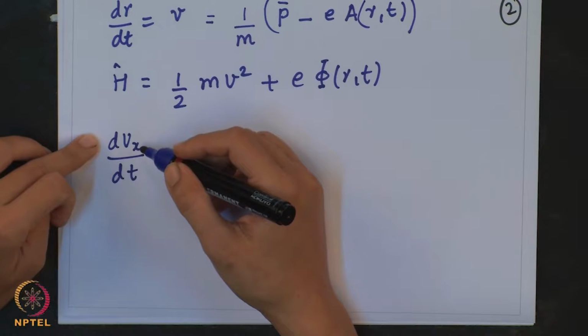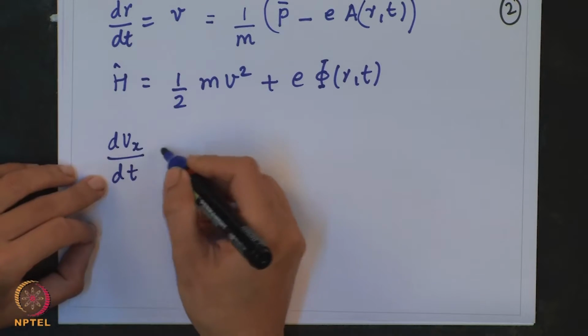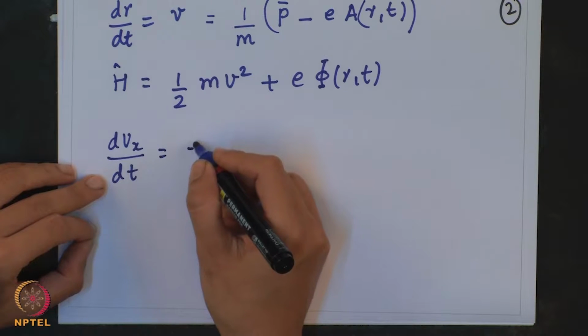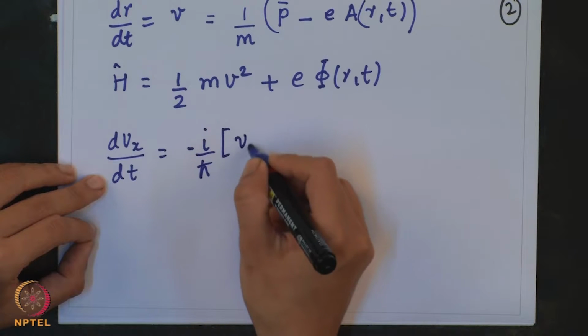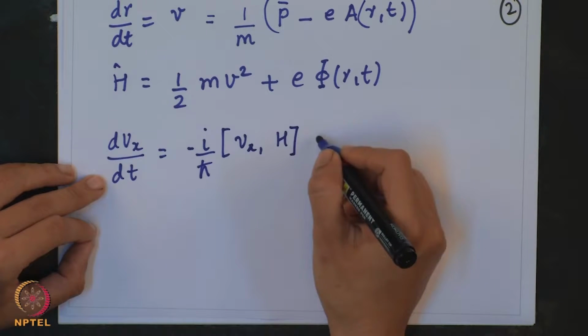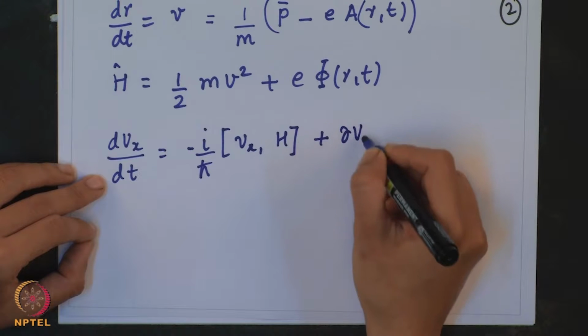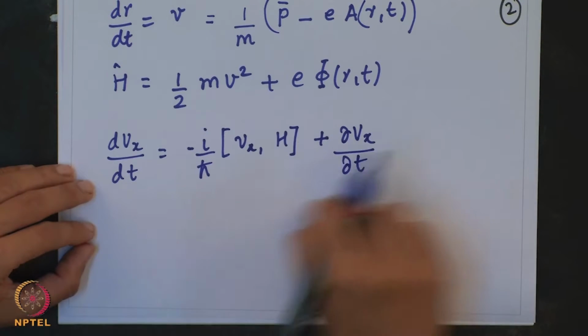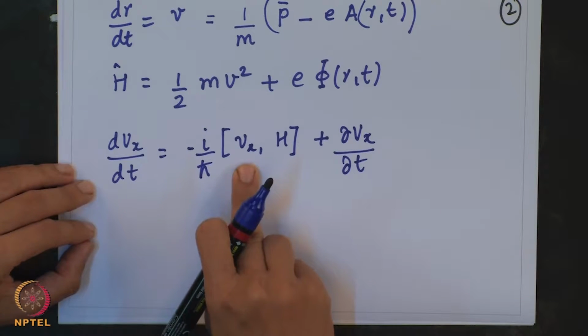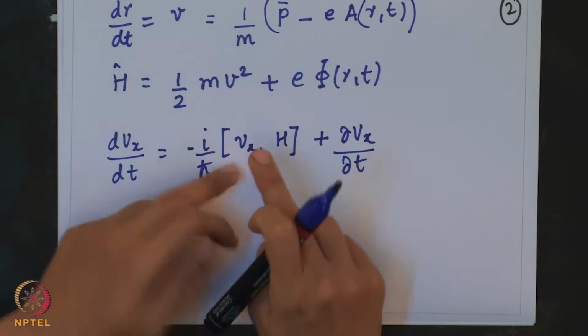Now, velocity is time dependent. So, we will have this modified as minus iħ, then I have [V_x, H] plus the partial differentiation with respect to t. So, this is what I have. For this, you just look carefully here, you have to evaluate a few things.